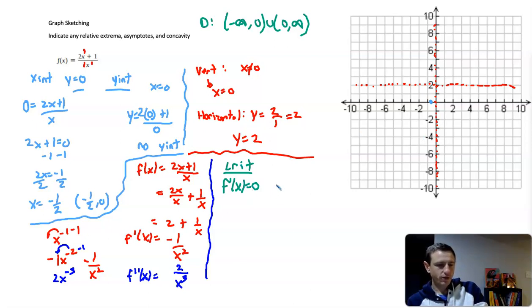So for the critical value, when the derivative is equal to 0, we take our first derivative, which we got right here, negative 1 over x squared equal to 0. Can't solve that, so we have no critical values.